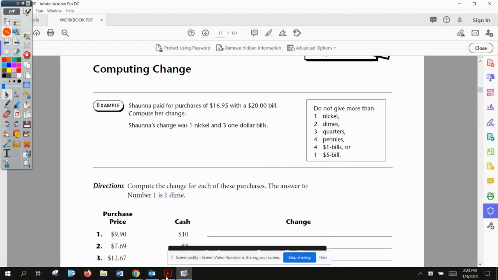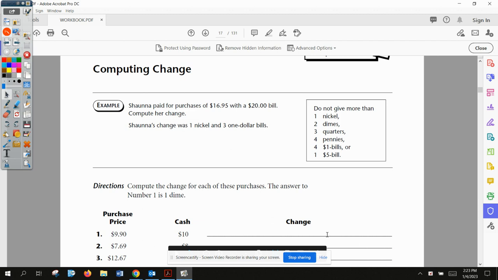Hi, everyone. Hopefully you have this worksheet in front of you. This is computing change. And hopefully you also have a calculator. If not, use your cell phone. We're not going to follow the real directions on these worksheets.